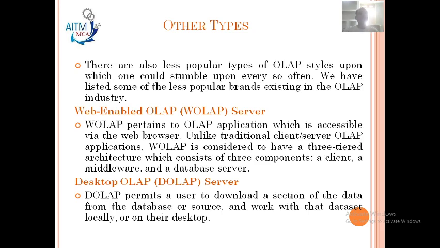Unlike traditional or client-server OLAP applications, web-enabled OLAP is considered to have a three-tiered architecture which consists of three components. Client will be there, middleware will be there, and database servers will be there. We need not worry much about these things. Got it? And similarly, we have desktop OLAP. This DOLAP permits a user to download a section of data from the database or sources and work with the data sets locally on the desktops.